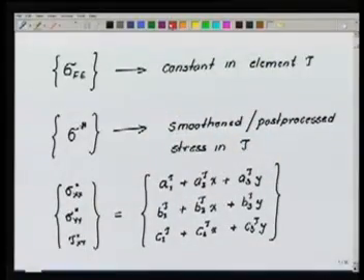Now, what do we need to find as far as this is concerned? If we can get these coefficients a1 tau, a2 tau, a3 tau, b1 tau to b3 tau and c1 tau to c3 tau, then I have the representation of sigma xx star, sigma yy star, tau xy star in the element tau.